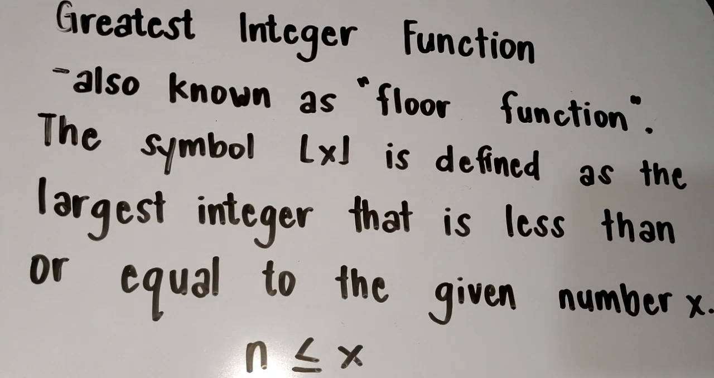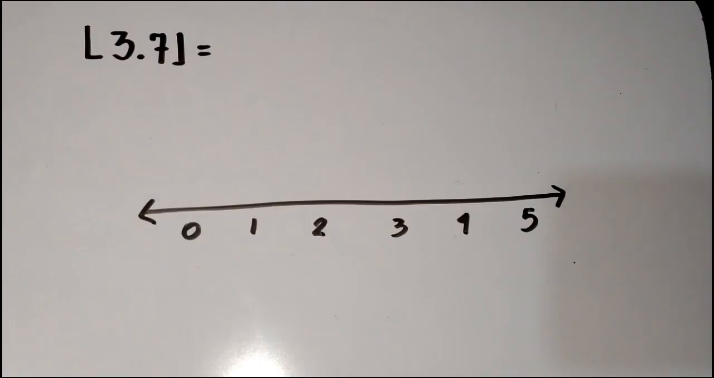The greatest integer function, also known as the floor function, with the symbol floor of x, is defined as the largest integer n that is less than or equal to the given number x, wherein n is less than or equal to x. Now for example, we have the floor of 3.7.